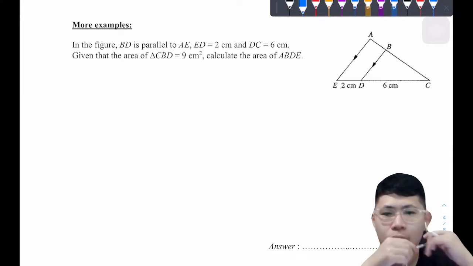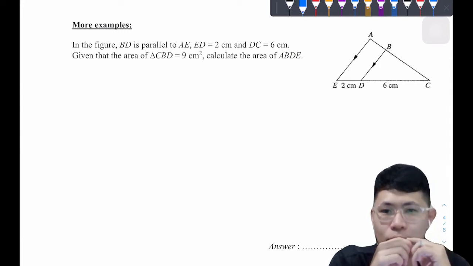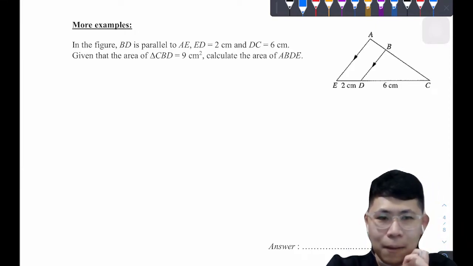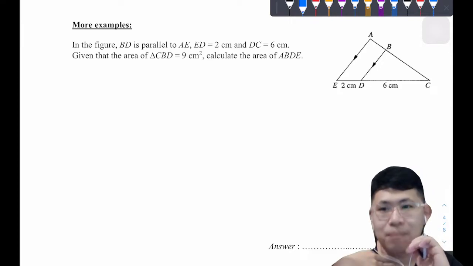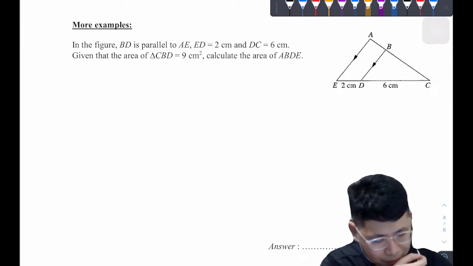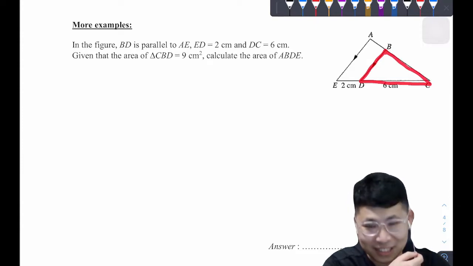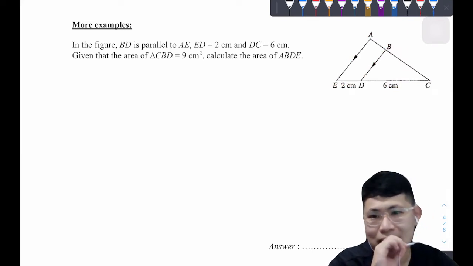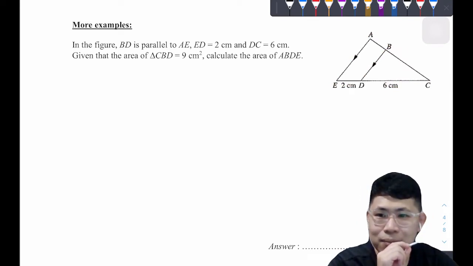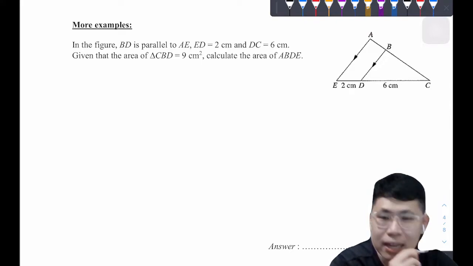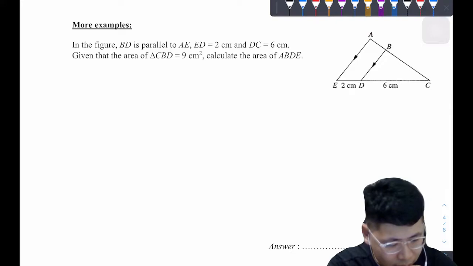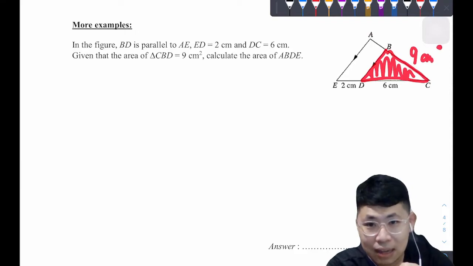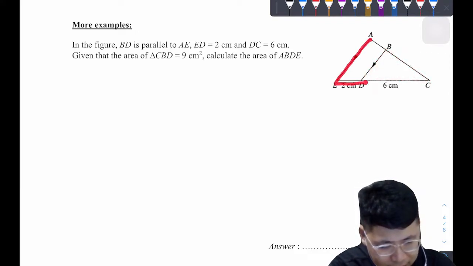Okay, so for this next example, we are going to look at one where the area that we're going to find is not so straightforward. In the figure, very obviously this is a triangle and it is similar to this outside triangle. BD is parallel to AE, ED is 2 cm, EC is 6 cm. Given that the area of CBD, this small area over here, is 9 cm square, find the area of this thing.